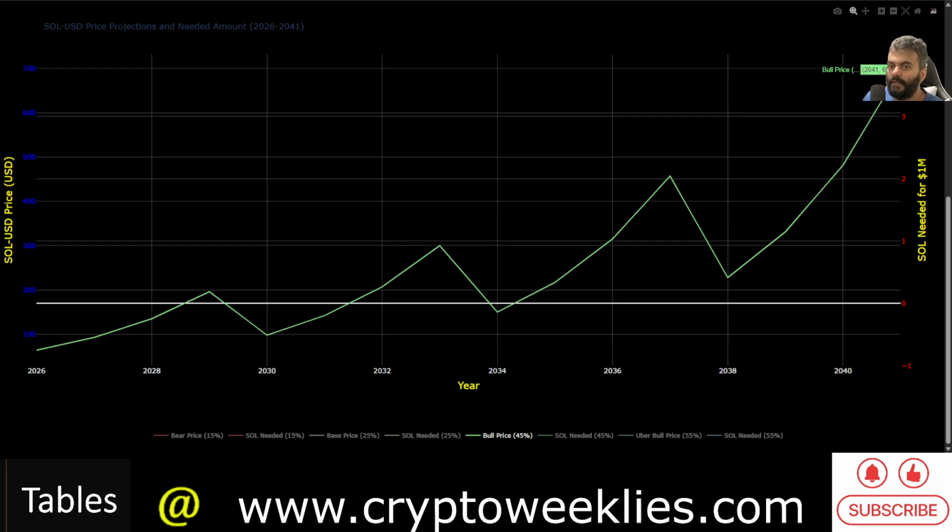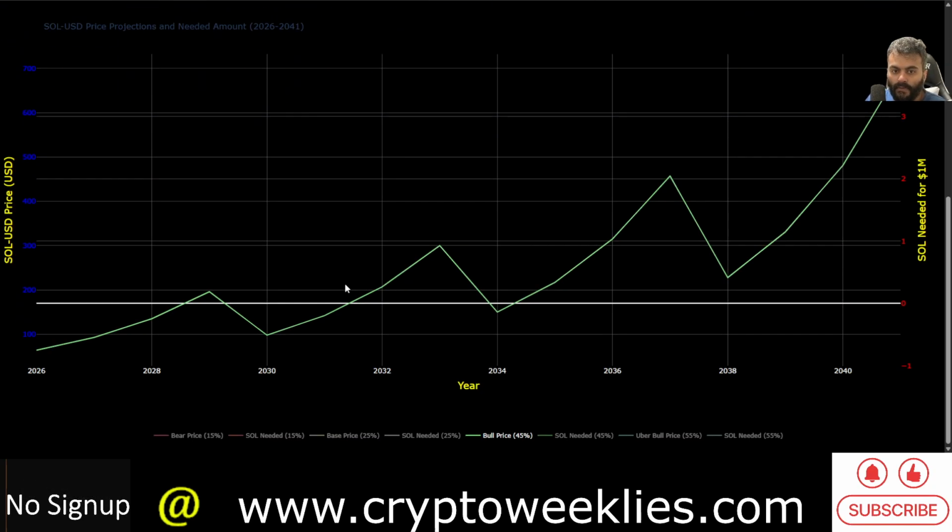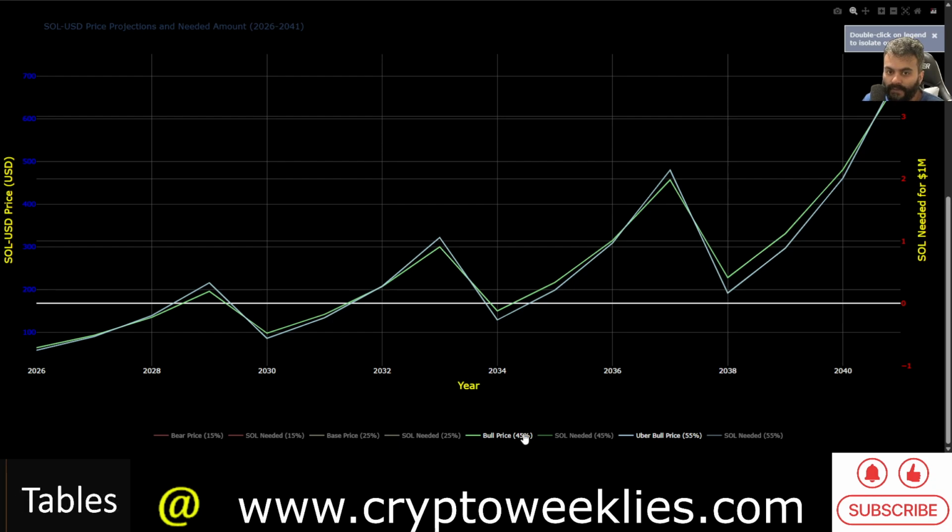This still projects in 2041, after 3 bull runs from now, 2029, 2033 and 2037, in the 4th bull run, the price of Sol could be at around $700 in a worst case scenario. In a more volatile bull run, where the growth is, let's say, instead of 45%, 55%, there are instances where the price could rise faster but then again fall faster as well.